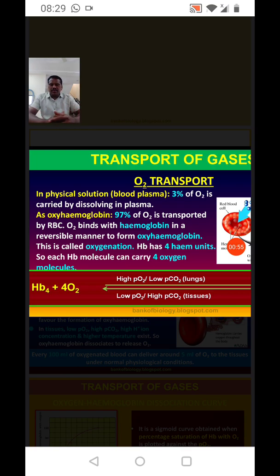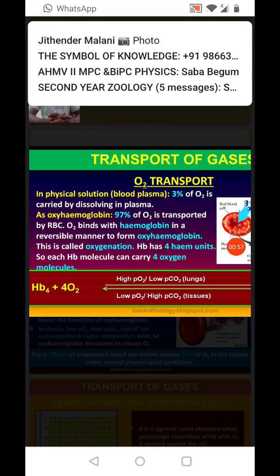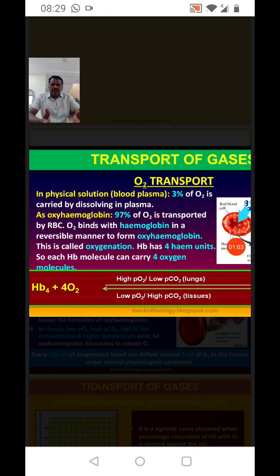Gases means oxygen and carbon dioxide. As we know, during inhalation, we take air into the lungs. Air goes to the alveoli. In the alveoli, what happens? The oxygen present in the alveoli diffuses into the blood. And similarly, the carbon dioxide present in the blood diffuses into the alveoli. This is exchange of gases between alveoli and blood.